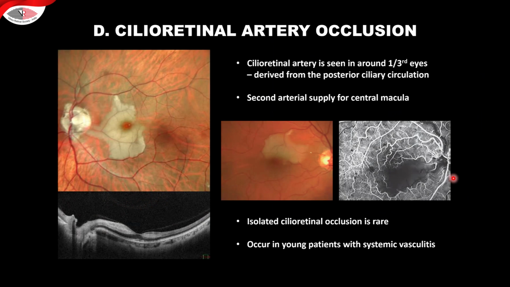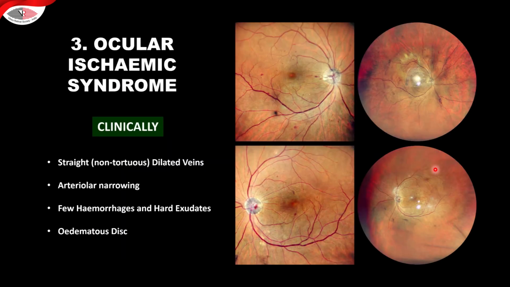And some patients come with only cilioretinal artery occlusion. So you see only this particular area is occluded. You see the OCT changes of lack of differentiation. This is again another similar case. And look at the angiogram where you see a total filling defect defining that space of total occlusion.